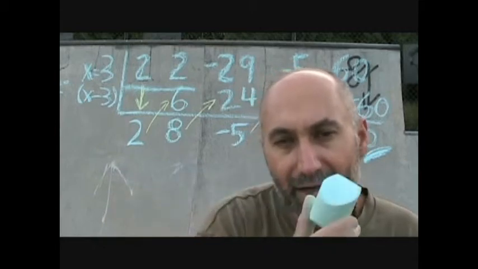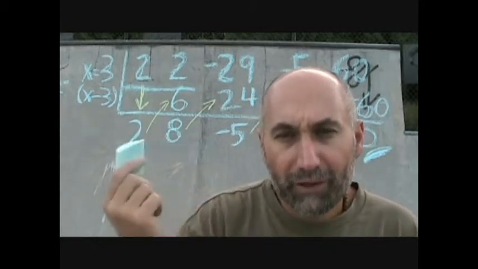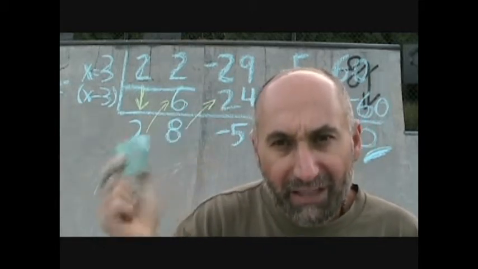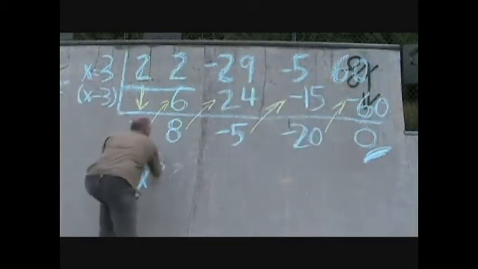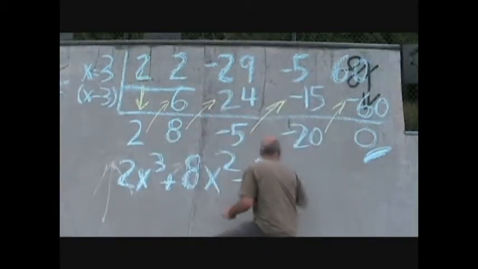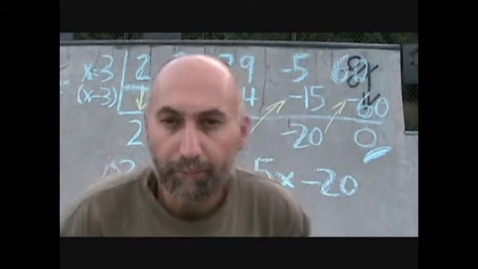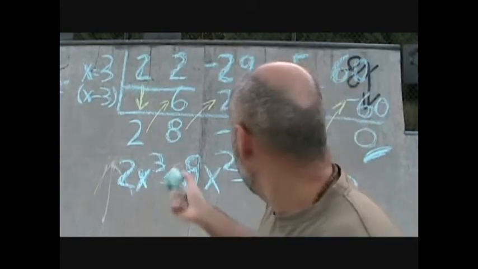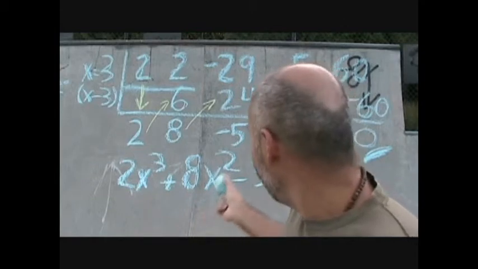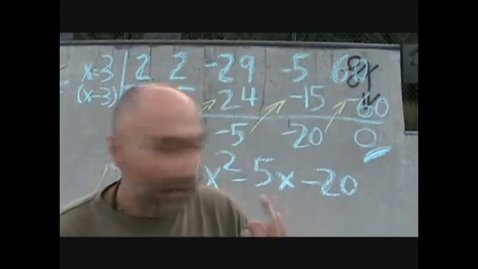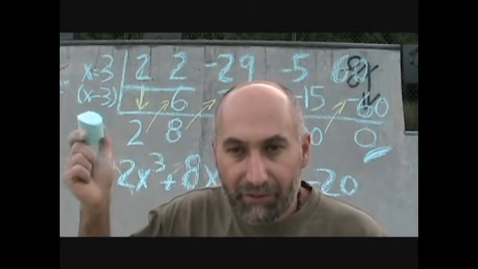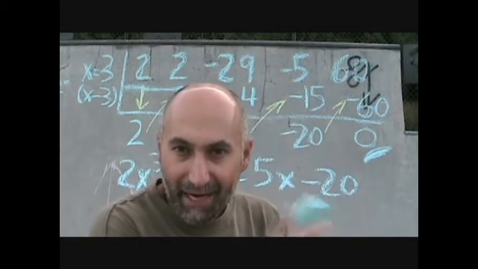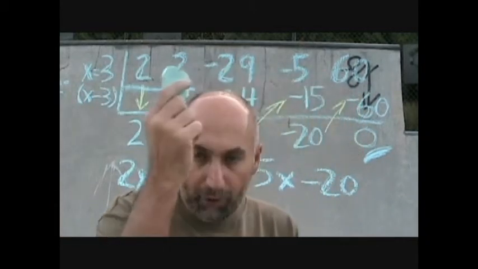So we can write that out. Put in the variables, put in the x's, just so you see what it looks like now. So our polynomial would be 2x cubed, 8x to the power of 2, minus 5x minus 20. So x minus 3 times this guy would give us our original polynomial.